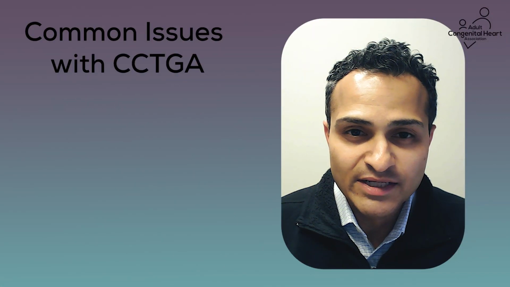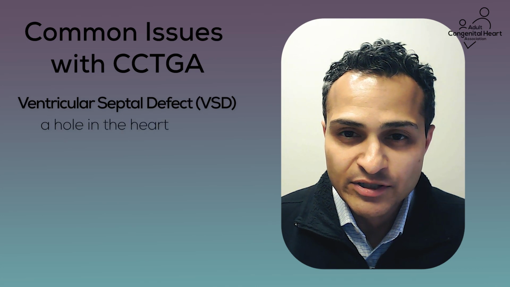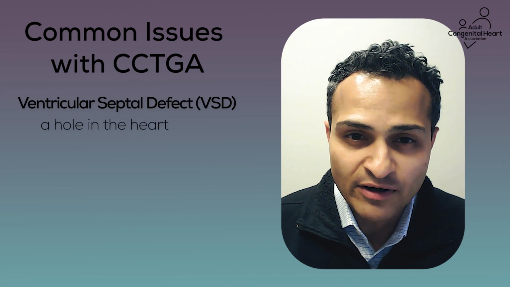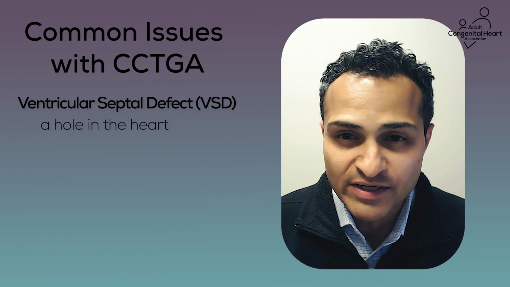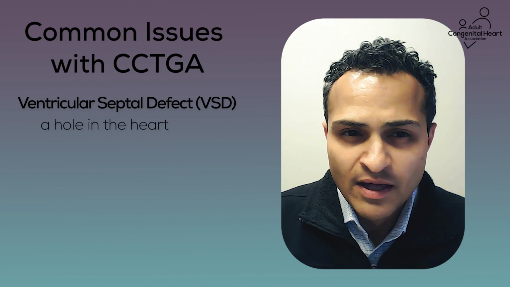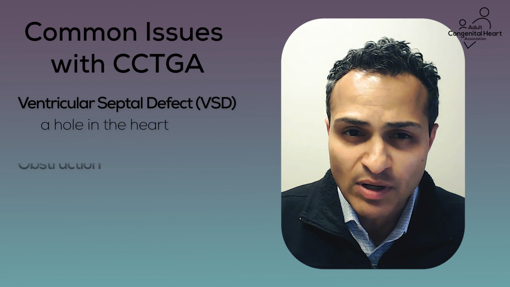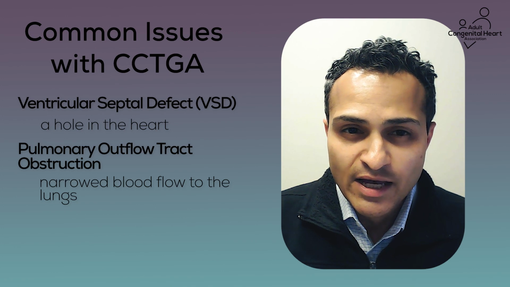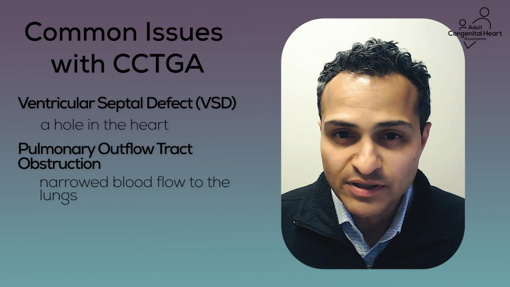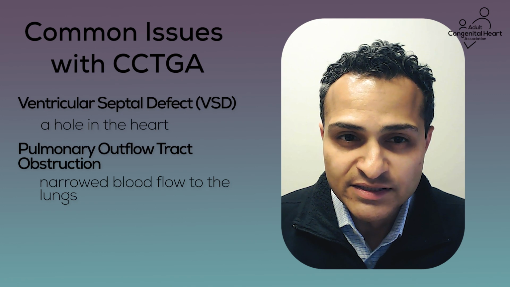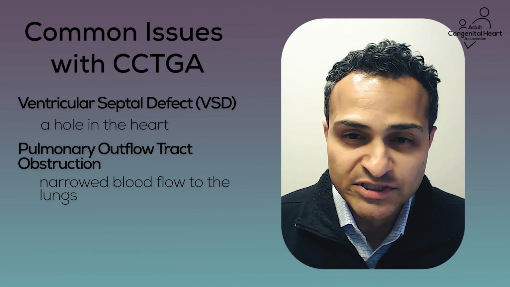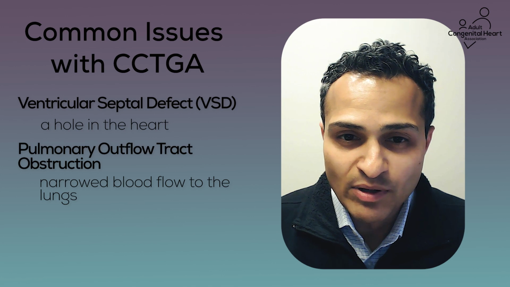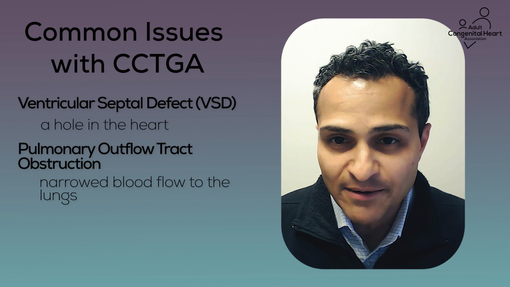So there are three commonly associated structural heart issues that happen in CCTGA. The most common is what we call a ventricular septal defect. That's when there's a hole between the bottom chambers of the heart, and that can be seen in up to 70 to 80% of individuals with CCTGA. The next most common issue is pulmonary outflow tract obstruction, which refers to narrowing of the blood flow as it's going from that morphologic left ventricle out to the pulmonary artery into the lungs. And that can be present in up to 30 to 50% of patients with CCTGA.